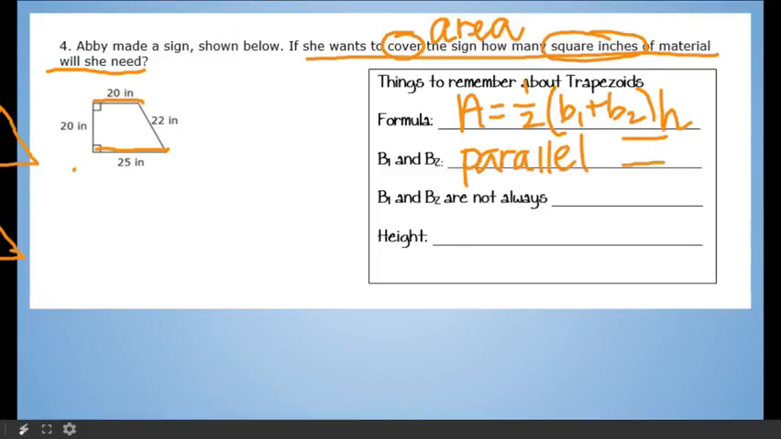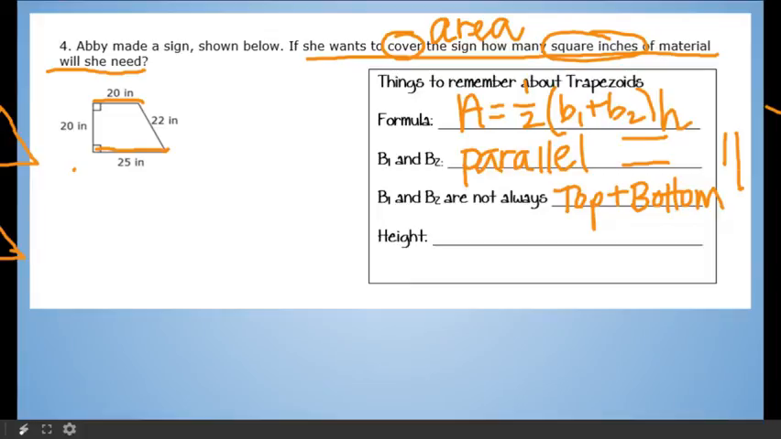So parallel means they don't touch. So it may look like that or it may look like that, but they are going to be the 2 sides that won't ever touch each other because they are parallel to one another like railroad tracks. Next, B1 and B2 are not always the top and the bottom. Sometimes, depending on the way that it is positioned, it could be on the side. Like I could draw my trapezoid like this, and the B1 and B2 are going to be these 2 sides right here, not the top and the bottom, because these 2 are the parallel sides to one another. So be careful with that.